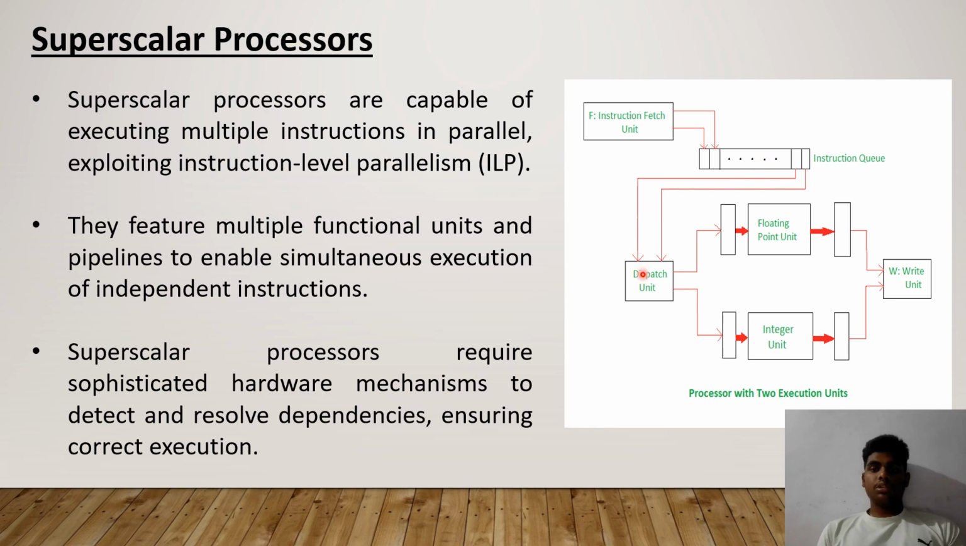The instruction fetching unit passes the data to the instruction queue. It passes to the dispatch unit, which is divided into a floating point unit and an integer unit, and these are connected to the writing unit. This is the process with two execution units.